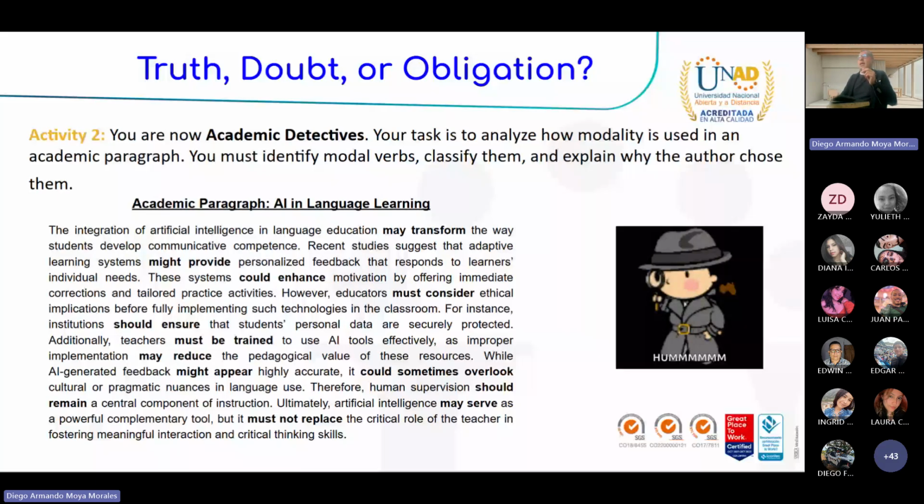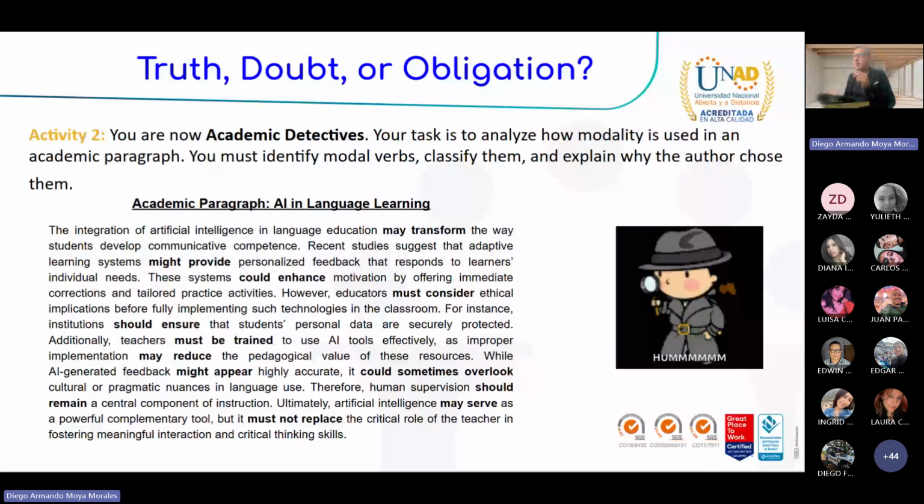Okay, so I found this excerpt of this academic paragraph, and I consider it's pretty helpful, pretty useful. So try to do the next activity. Okay, identify the modal verbs, which is very easy. You already know them. But what is more important is that you mention if it expresses some kind of obligation or probability. Yes, and what does the author want to express?